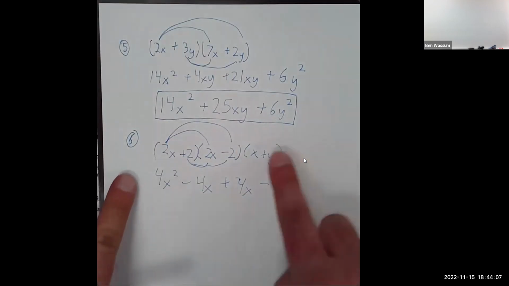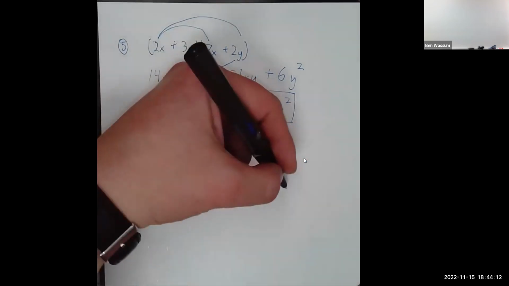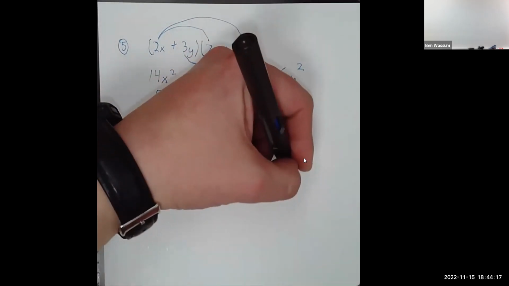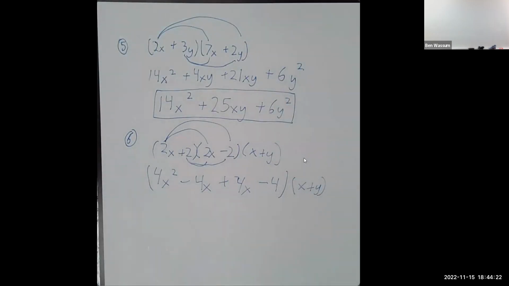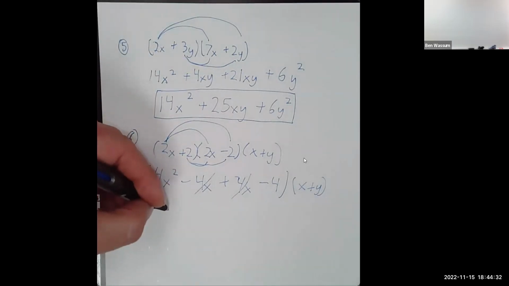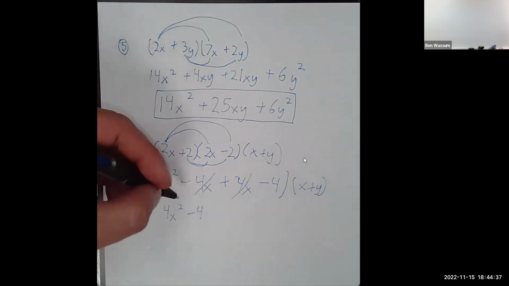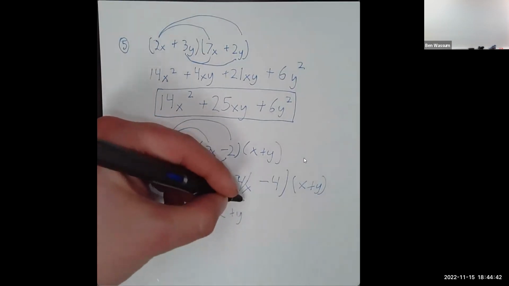Now, how am I going to write this? Because I still had this guy, right? So technically, this is all happening in their own parentheses. These guys are joining together. And then this x plus y, it's just kind of hanging out, waiting for us to get to it. Well, now what? Well, see if we can clean that up, which we can, right? The middle terms cancel out again. We end up with 4x squared minus 4. And then we have our x plus y.